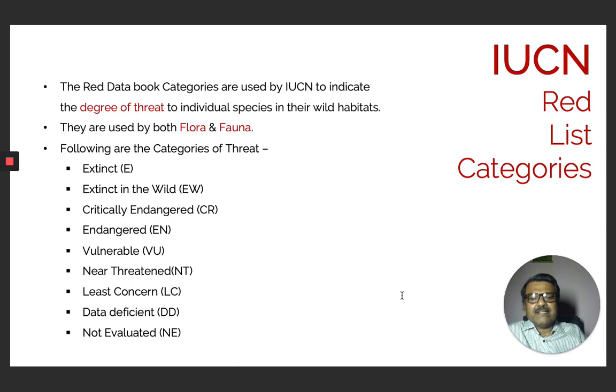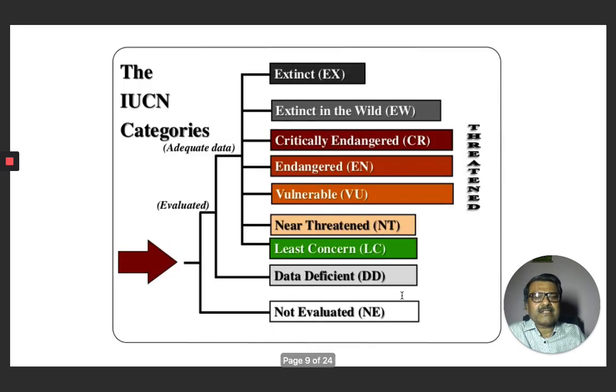Now come to the next. These are the categories. Now let us see these categories in the next slide. Here you can see these IUCN categories. They have been classified into two groups. One is the group where the species have been evaluated, and some species are not evaluated. So there are two broad groups.